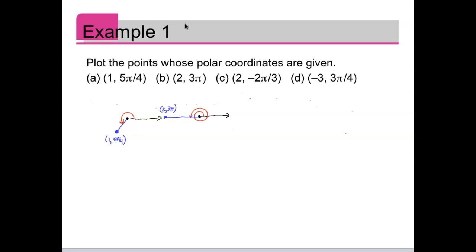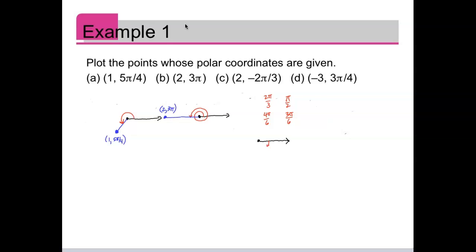All right, so then let's do (2, negative 2 pi over 3). Here's my pole, here's my polar axis. So negative 2 pi over 3, I want to rotate in the opposite direction. So I want to rotate clockwise. Where is negative 2 pi over 3? Let's compare 2 pi over 3 to pi over 2. 2 pi over 3 is 4 pi over 6. Pi over 2 is 3 pi over 6. So it's more than that. So it's going to be past the first quadrant rotating clockwise, but it's definitely less than pi, right?